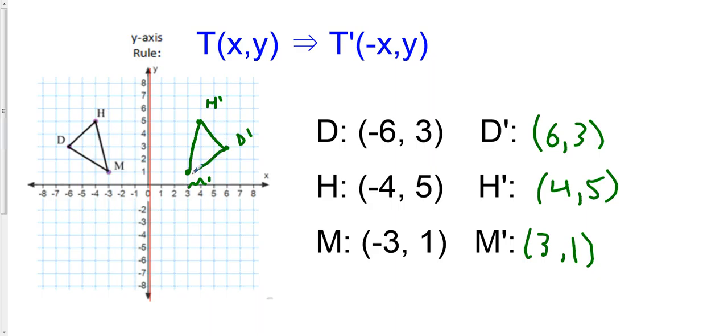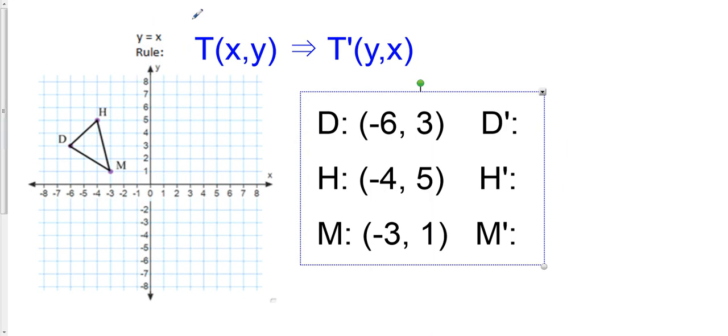Connect my points, and sure enough, this image, the H prime, D prime, M prime, is the image of the pre-image HMD after it was reflected over this line. We can see it reflects over that line exactly.